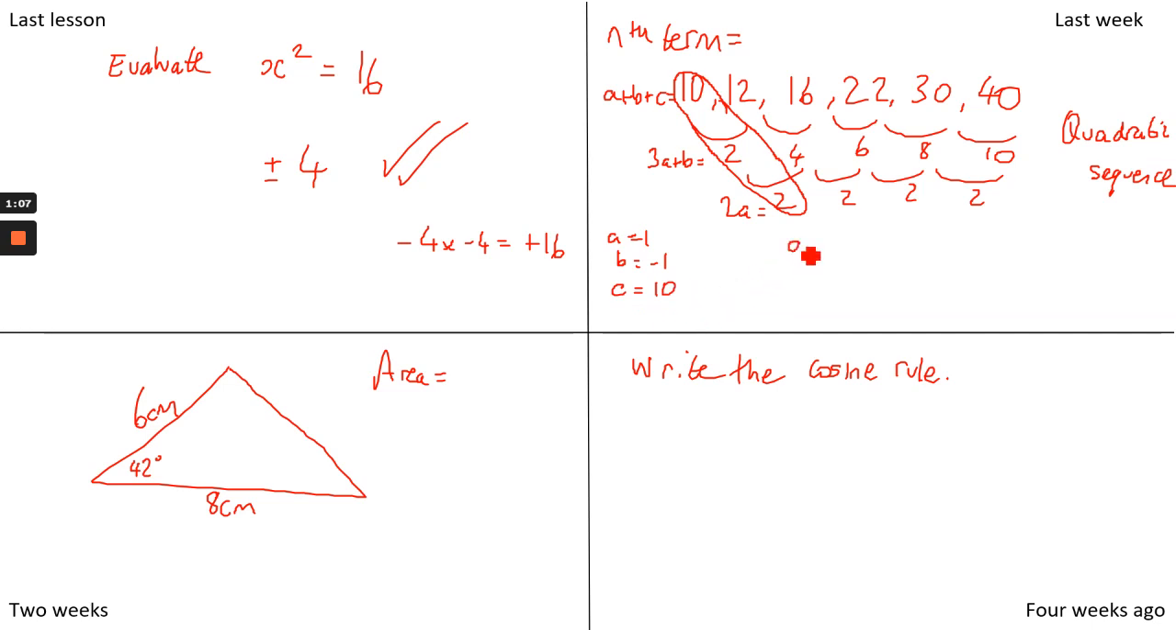So the nth term is always an squared plus bn plus c. I've worked out what a, b, and c are, so I just have to replace them. So 1n squared minus 1n plus 10.